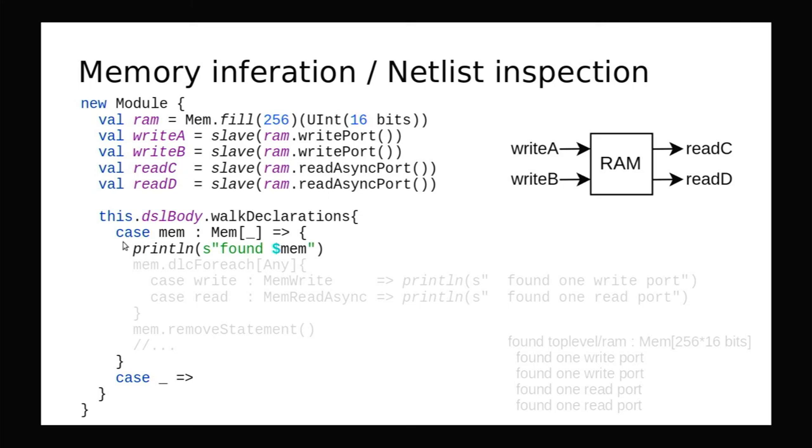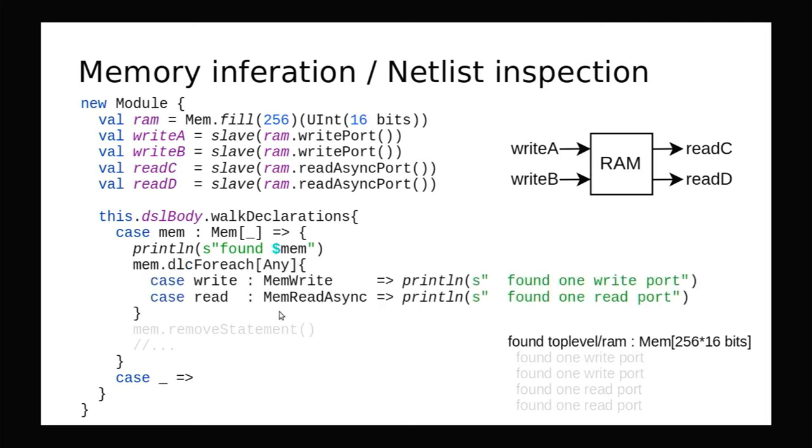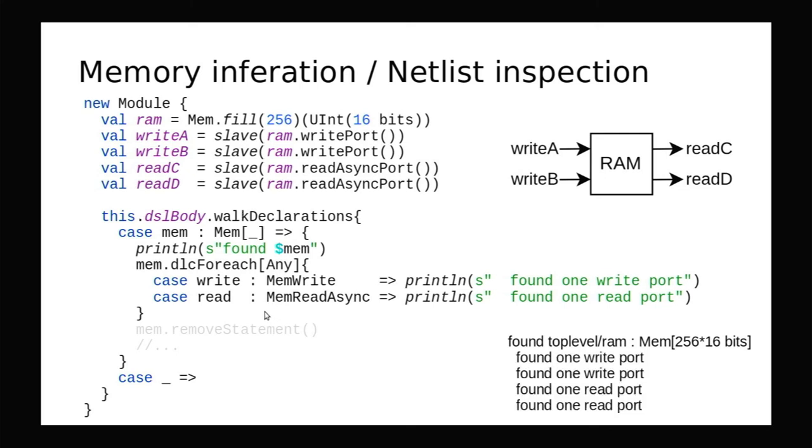If you find one, for each one of the memory type, then execute this block of code. So here we have pattern matching. You will get this in the terminal because it will find this memory. And then you can iterate over all the memory ports of a given memory, to count how many write ports there are, how many read ports there are, and if you know that it will make issues, then you can modify the netlist.